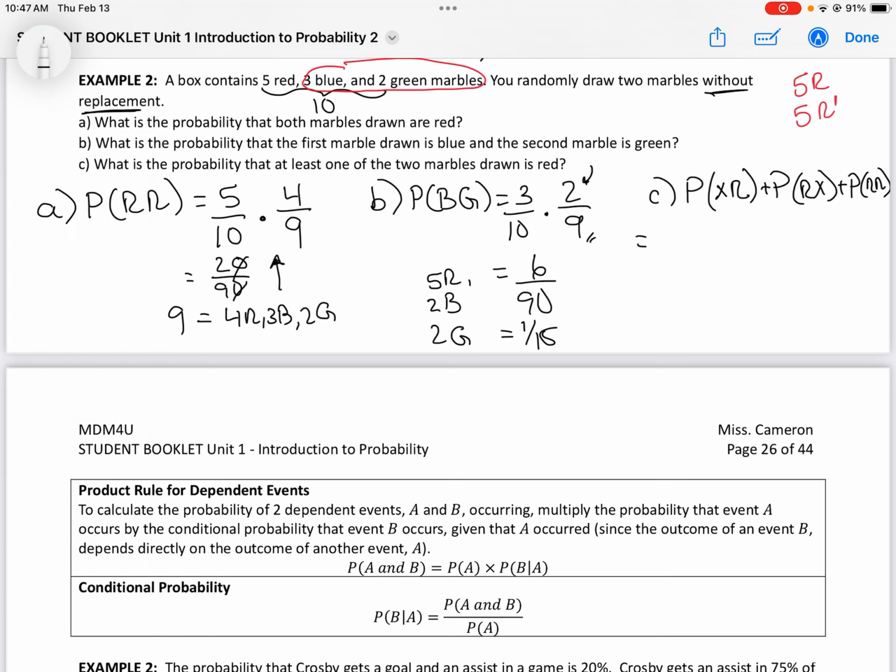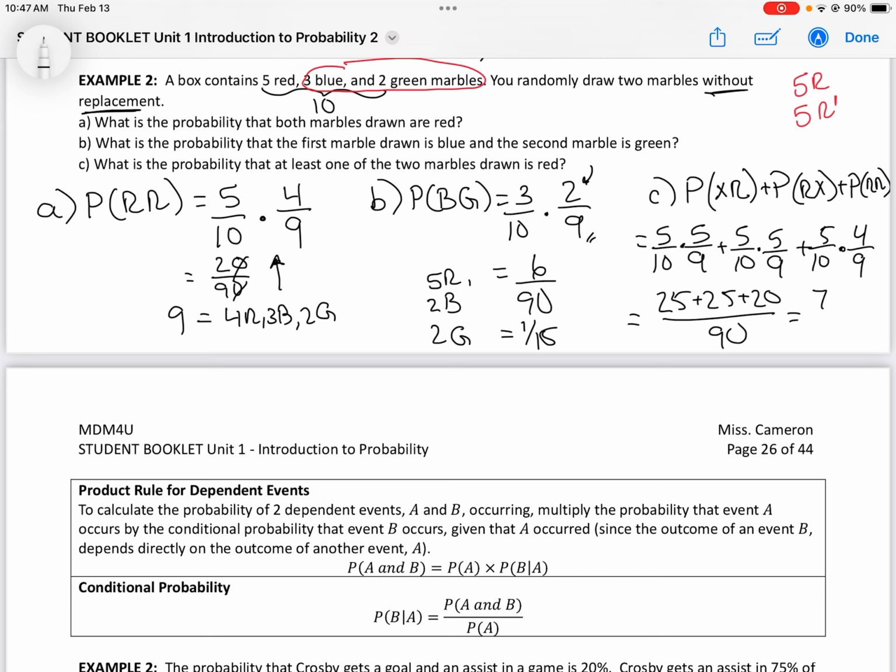Okay, so a not red one, we have 5 out of 10 times a red one, which is 5 out of 9. Now a red one first is 5 out of 10, and a non-red one is going to be 5 out of 9. Now a red one first is going to be 5 out of 10, but because we took out that red one, the numerator also goes down. It's going to be 4 out of 9. So we're going to have 25 plus 25 plus 20 over 90. Okay, so this is 70 over 90, which is just 7 over 9.